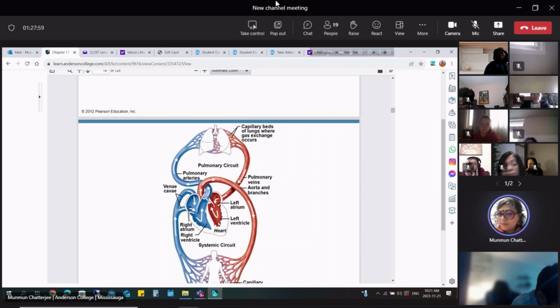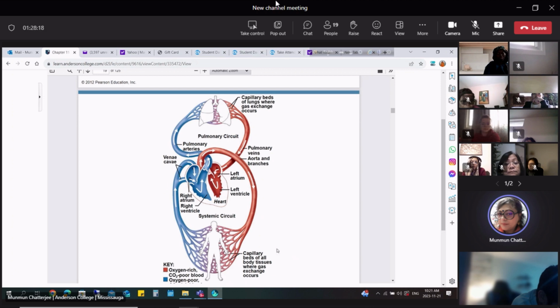And these two ventricles are the discharge chambers, because the right ventricle, when the blood comes from the right atrium, sends it to the lung for purification, and the left ventricle, when it gets the oxygenated blood, pushes the blood out to the whole body system, or the systemic circulation.